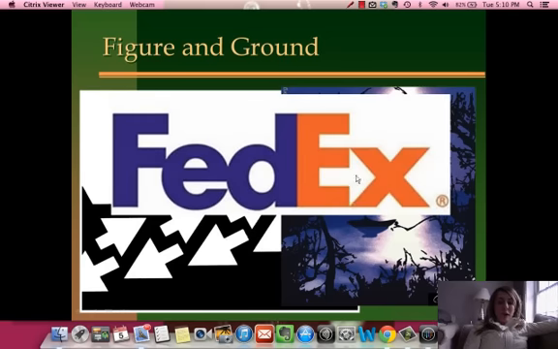Another example of this is FedEx. Look, okay, there's an arrow here, right? So if you focus on the white as the figure, then the X becomes the background.